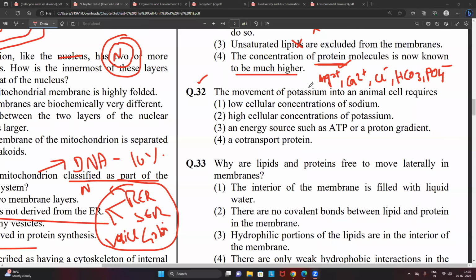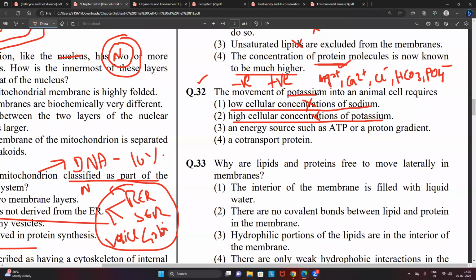As I already told you. What about others? There is no negatively charged molecule. There is no positively charged molecule. Never ever cross the plasma membrane. Correct, na? So what you have to remember? So here low cellular concentration of sodium, high cellular concentration of potassium. Of course, these two statements are irrelevant statements.